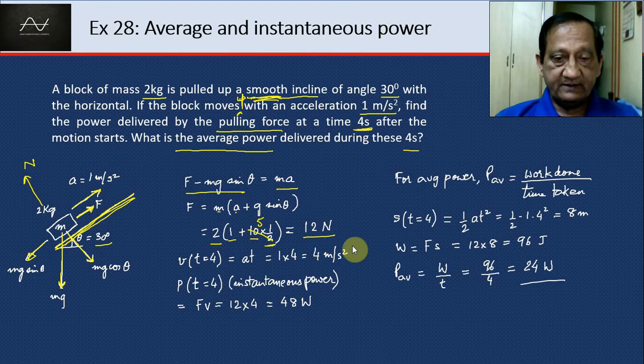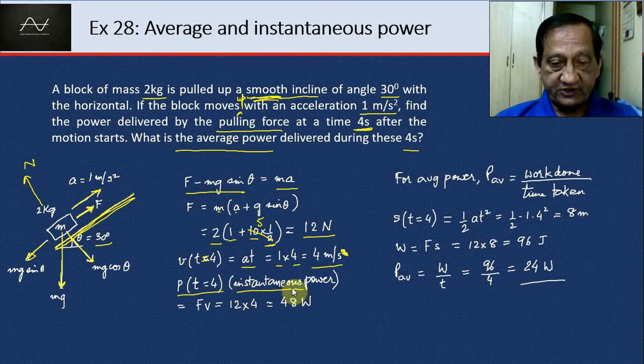And that is constant. Now, we need to know the instantaneous velocity at t equal to 4. It started from rest, so v is at. a is 1, t is 4, so 4 meter per second. That is the velocity at t equal to 4. The power at t equal to 4, instantaneous power, is instantaneous force, which was anyway constant, and instantaneous velocity, which was 4. So 12 into 4, 48 watts.